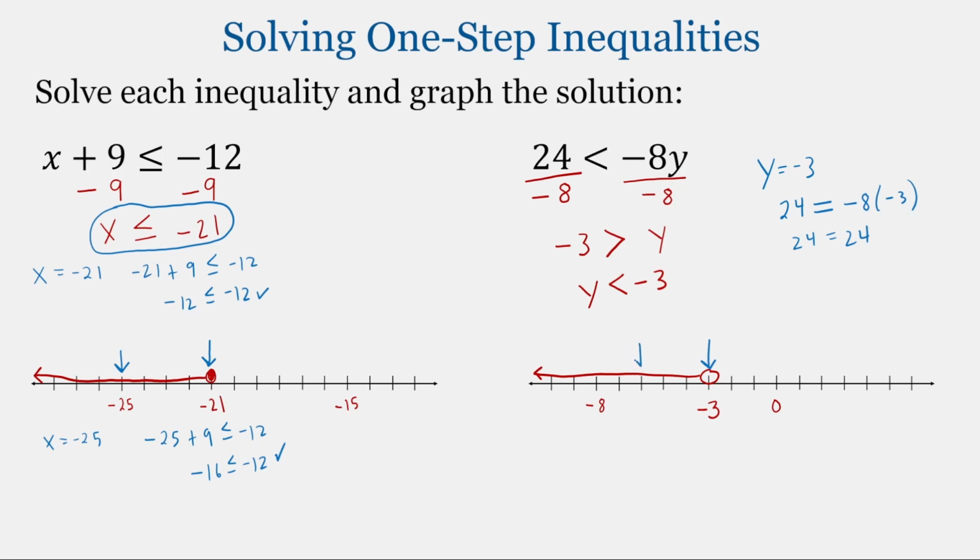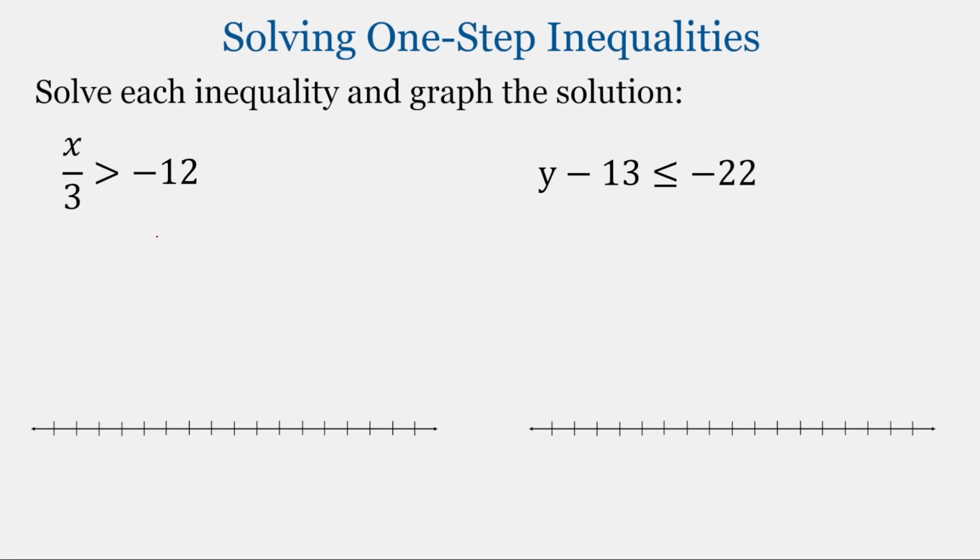Let's go with negative 6. So at y equal to negative 6, we have 24 less than negative 8 times negative 6. So this is 24 less than positive 48. And that's a true statement. This is our solution to the inequality. For the previous two problems, I solved those inequalities using inverse operations.